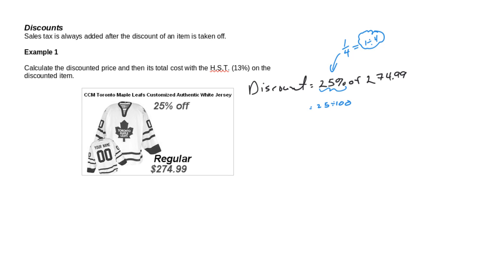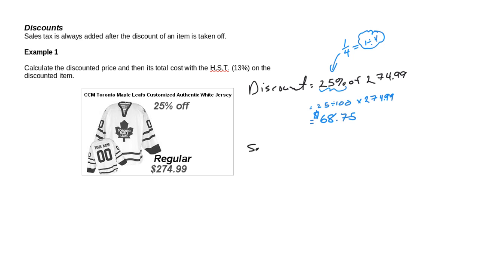And then we're going to times it by the 274.99. And when you calculate that, you're going to get the final discount to be 68.75, so $68.75 as your discount.